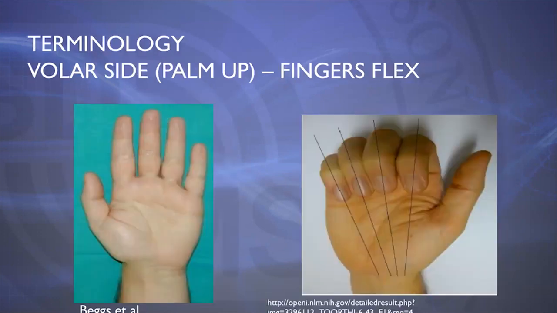As opposed to the volar side, that means that the palm is up, as illustrated here in this photograph. And again, if you think about it, when your hand is in the palm up position, and if we took our fingers, they flex. So on this side, when we look at the volar aspect of the wrist, we'll be looking at the flexor tendons.